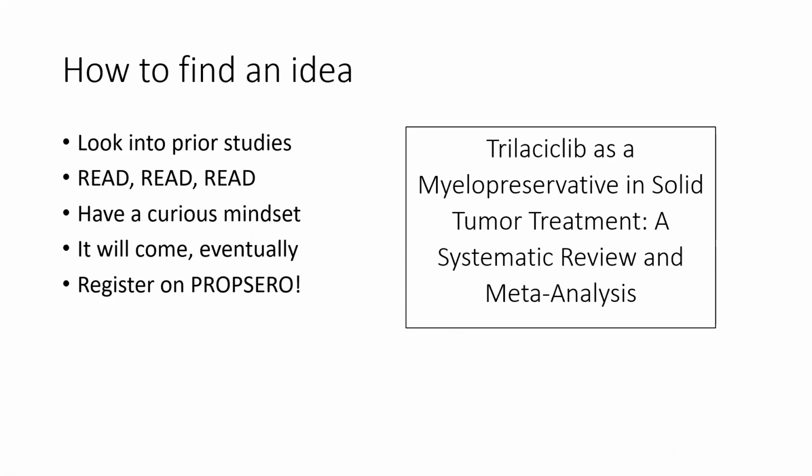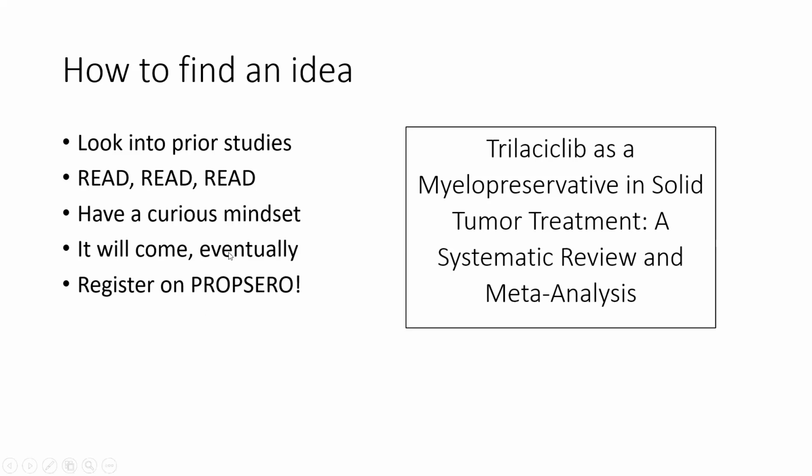I think now we're going to move into how to conduct a meta-analysis, or how to conduct a systematic review, I should probably say. So how to find an idea: look into prior studies, read. The more you read, the more you're going to understand studies that are conducted in one discipline, and the higher the chance that you're actually going to end up eventually with an idea. Also have a curious mindset. Whenever you read a paper, try to ask yourself, why didn't they do that? Maybe I can do it, or maybe I could replicate it, but in a different way. And eventually the idea will come.